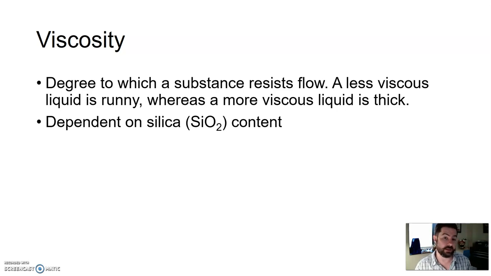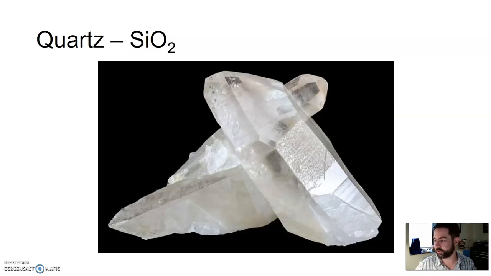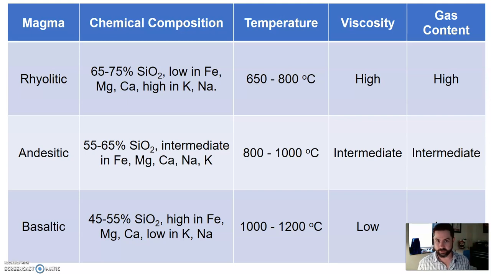Again, this depends on the silica content, SiO2, which is the chemical formula for quartz when it's cooled and hardened. We call it silica when it's melted in the magma. There you go, SiO2. So kind of putting that all together, here's a nice little chart. So basaltic magma ranges very low in silica, 45 to 55%, but it is high in some other minerals, iron, magnesium, calcium, low in potassium and sodium. And basaltic magma tends to be very hot, low viscosity, very runny, low gas content. So the more gas, the more explosive.